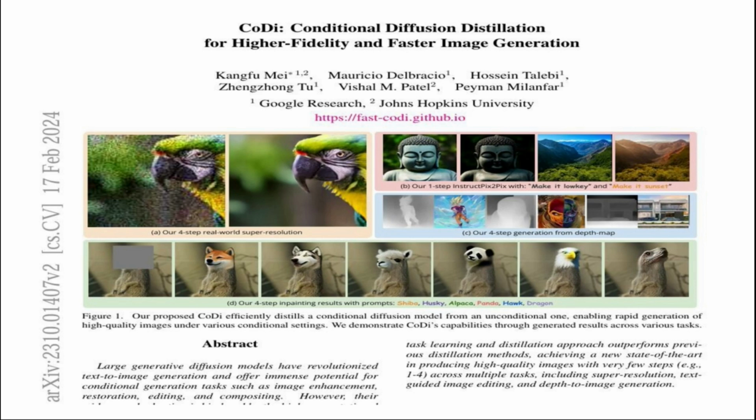Next, it is CoDi, that is Conditional Diffusion Distillation for higher fidelity and faster image generation. Diffusion models are known for their slow sampling time, which can make them impractical for real-time applications like image editing, restoration, and super resolution. This paper introduced conditional diffusion distillation, a technique that drastically speeds up the sampling process while maintaining high-quality outputs.